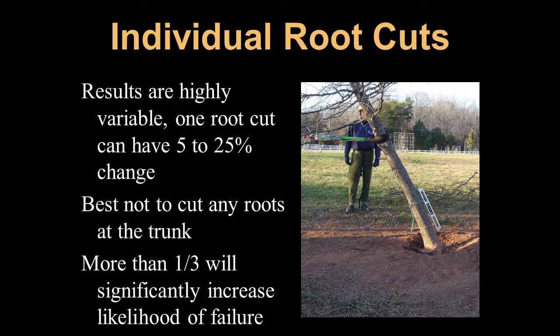And you know, basically what our guidance is, if we've lost more than 1/3 of the roots, we think the likelihood of failure has gone up significantly. And if we're to that 50% or more root loss, it could fall down with even moderate winds.